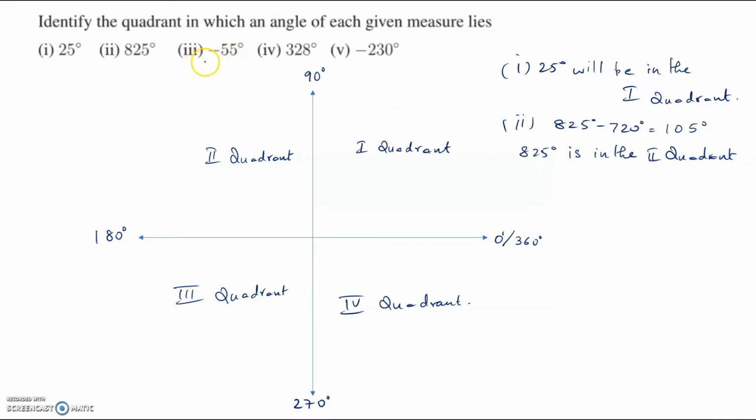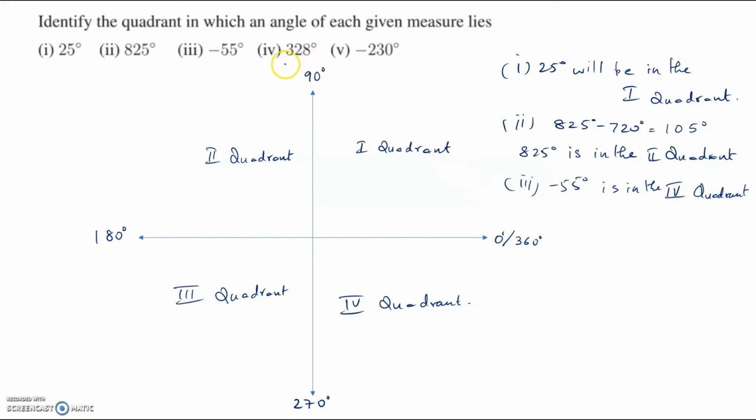Question number 3. This is minus 55 degrees. So we know that the angle measure goes in the anti-clockwise direction. So if you say minus 55 degrees, then you need to do it in the clockwise direction, so it will be in this manner. So minus 55 would be in the fourth quadrant. So minus 55 degrees is in the fourth quadrant.